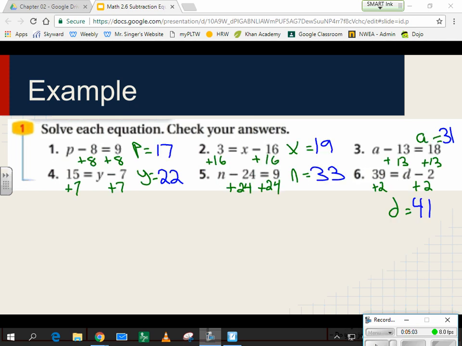Here are the answers you should have gotten. Every single one of them, all I did was I added whatever was next to the variable to both sides. That way the variable is all alone: p, x, a, y, n, and d. And then I just figured out the addition problem. Again, I can check all my work just simply by plugging the number back into the original equation and chugging out a value that's a solution.